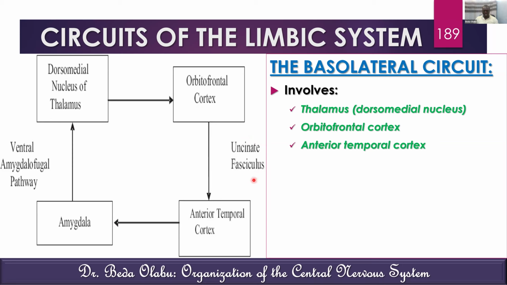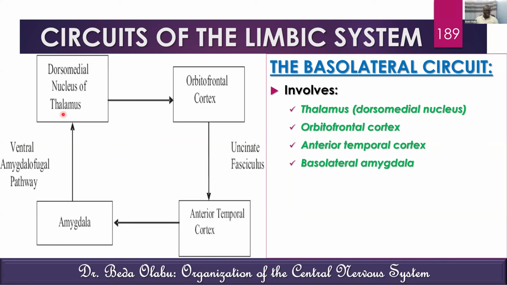The uncinate fasciculus is an association fiber that connects the frontal lobe to the temporal lobe. So that is the uncinate fasciculus. It's an example of an association fiber, long association fibers. So from the anterior temporal cortex, we have information reaching the amygdala. Remember that amygdala is actually located in the anterior temporal lobe. So the nucleus of amygdala involved here is the basolateral amygdala. Then from the basolateral amygdala, we have information again going through the ventral amygdalofugal pathway to reach the thalamus.